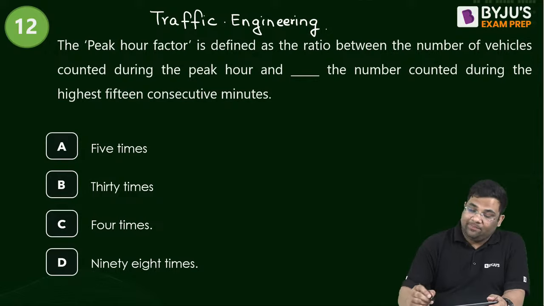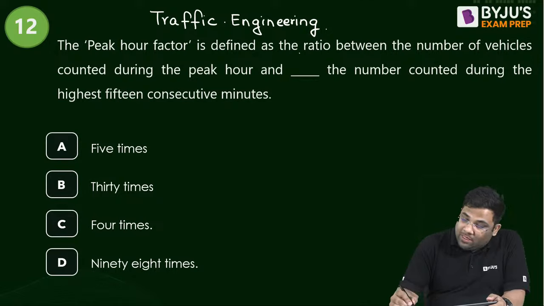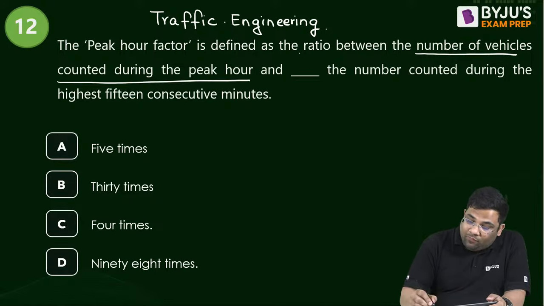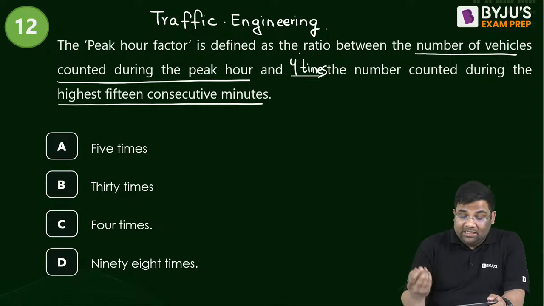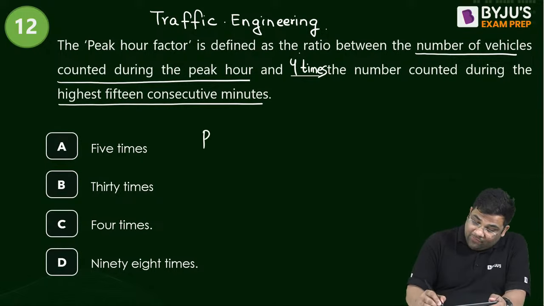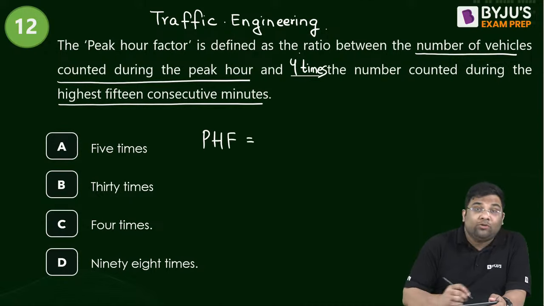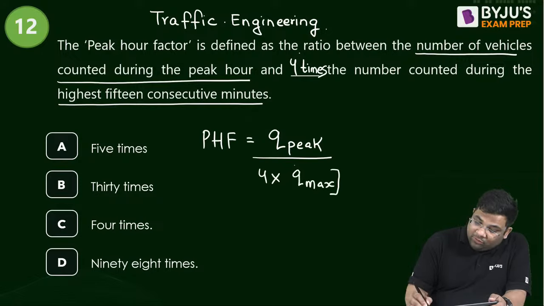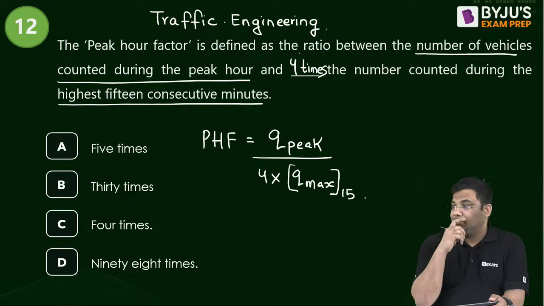Option C is the ratio of the number of vehicles counted in the peak hour and four times the number counted during the highest 15 consecutive minutes. The peak hour factor is actually equal to the peak hour volume divided by 4 times the maximum volume in any consecutive 15 minutes.